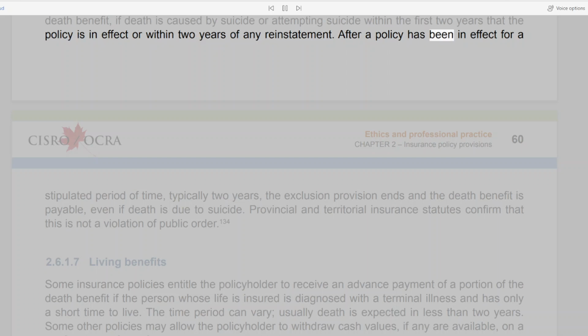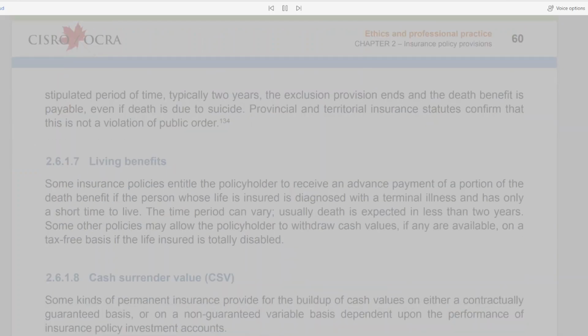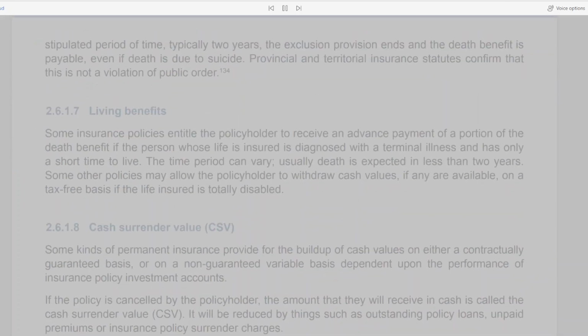After a policy has been in effect for a stipulated period of time, typically 2 years, the exclusion provision ends and the death benefit is payable, even if death is due to suicide. Provincial and territorial insurance statutes confirm that this is not a violation of Public Order.